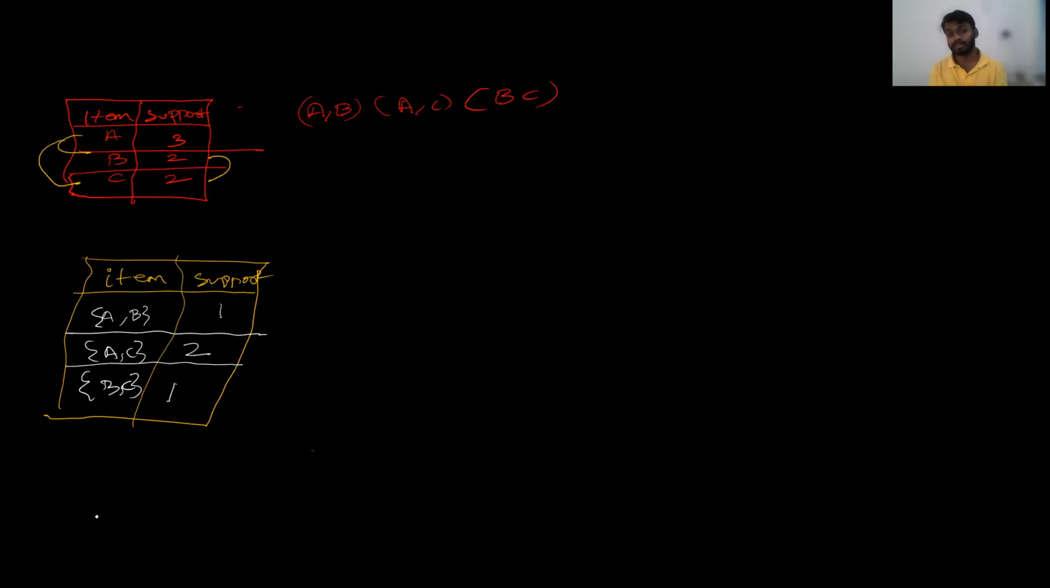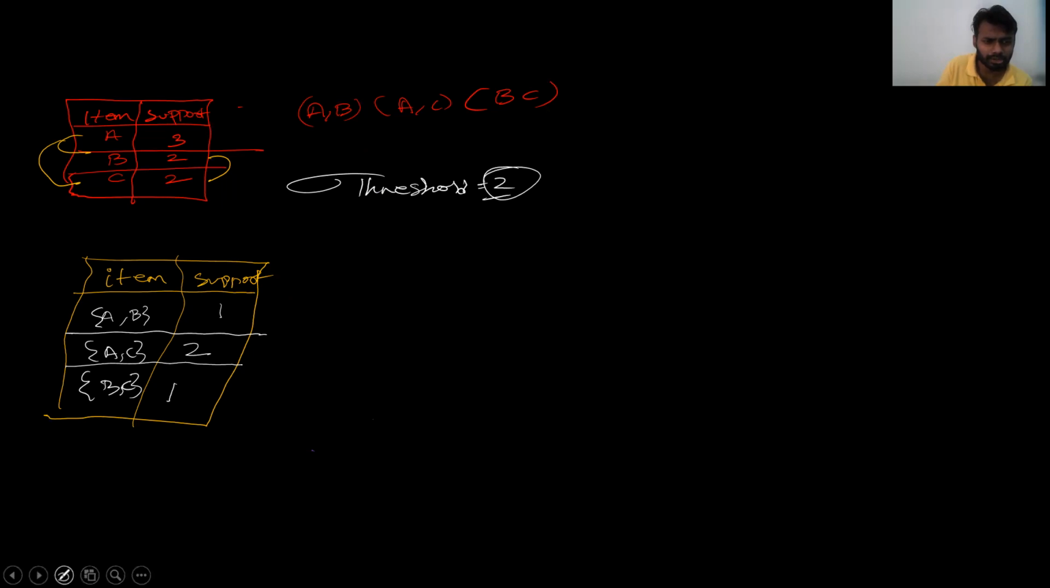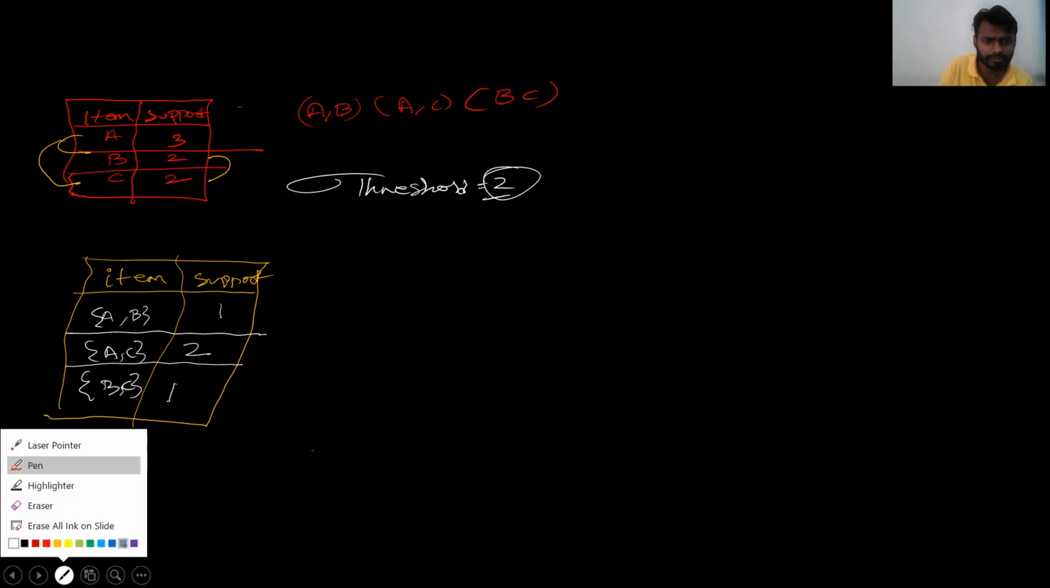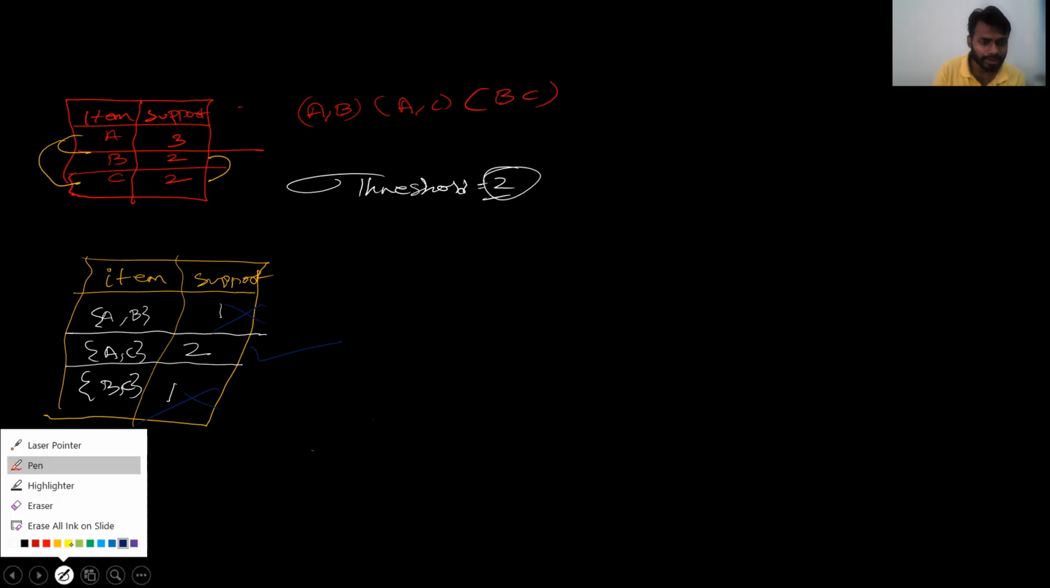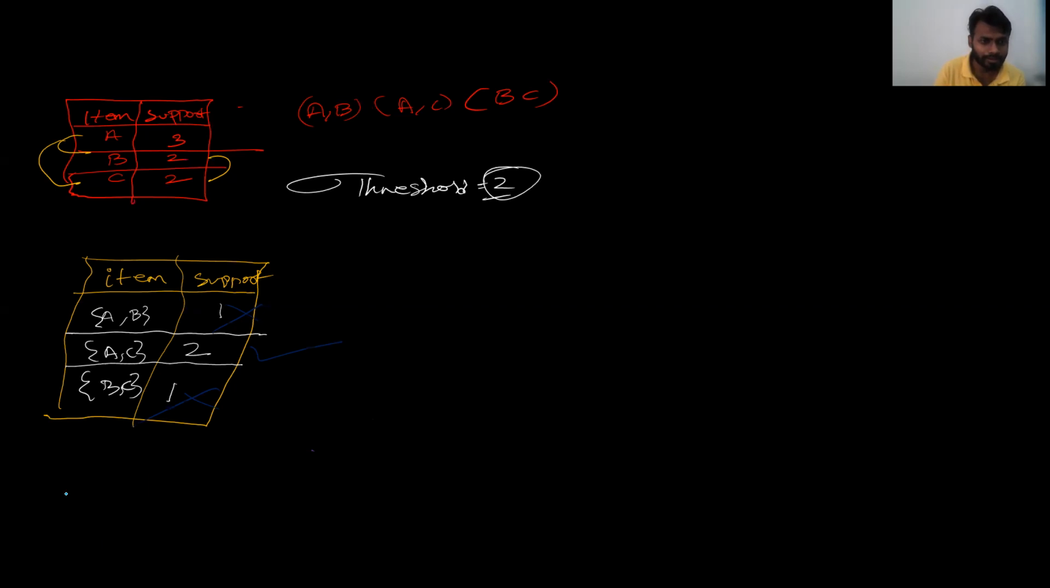Now just tell me, what is the threshold value we are getting? Yes, the threshold value is 2. Now tell me which one will be selected and which one will be deleted. These two are deleted and this one will be selected. Clear, everyone? The selected part can be written like this: A comma C is 2.